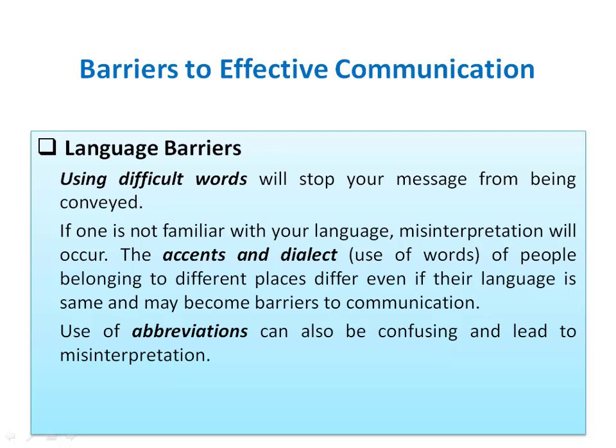The accent, dialect, and use of words of people belonging to different places differ. You must have also seen that English speaking people of different countries use different accents, and some of the accents are very difficult to comprehend. So the accents and dialects of people belonging to different places differ even if their language is the same, and may become barriers to communication. Use of abbreviations can also be confusing and lead to misinterpretation. There are certain abbreviations which have different meanings in different languages, cultures, countries, or among different ethnic groups, and they can be misinterpreted.